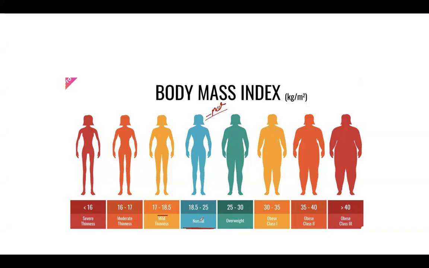This is basically the WHO classification of the body mass index. If it is less than 18.5, then it is underweight. If it is more than 25, then it is considered overweight. If it's 30 to 35, then it is known as obese class 1. Okay, so you should know this one. What is the WHO classification?